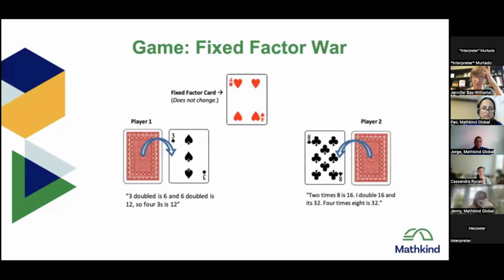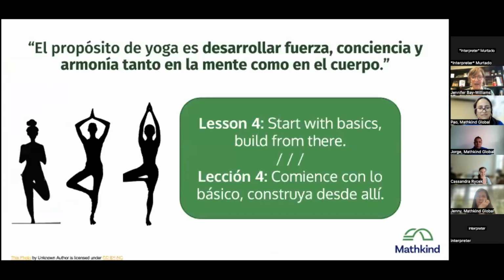And actually, I wish I had one of my slides here that I don't have. All right, so thank you for asking. So anyways, we're going to start with the basics because it is going to build up to all the higher level mathematics. So that is that lesson.